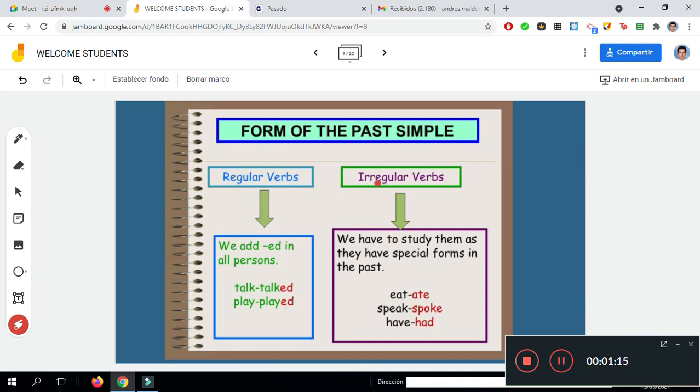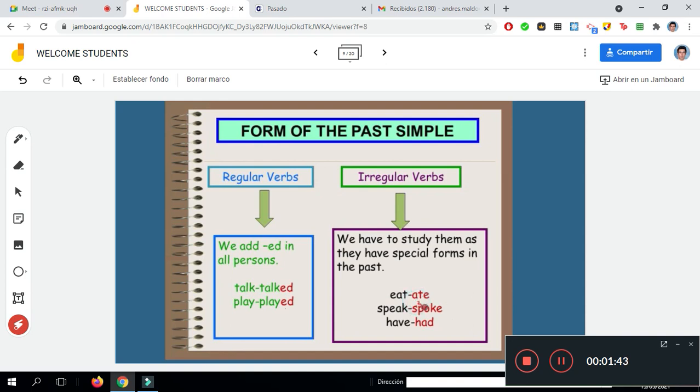But the irregular verbs are the verbs that do not follow any rule. They don't follow any rule. We need to study these verbs by heart, by memory. We need to practice and learn the conjugation. For example, the verb eat, the conjugation is ate. The verb speak, the conjugation is spoke. And the verb have, had.